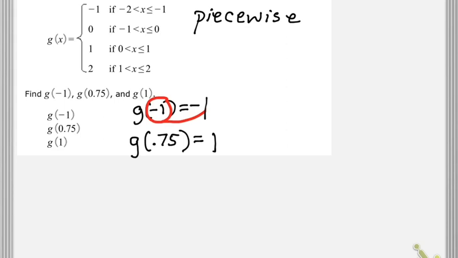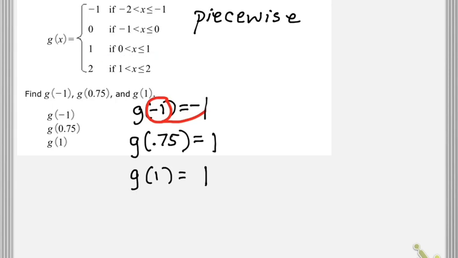For g of 1, I've got right here, again, x is equal to 1. So this is the x value. I look for my x values up here that match, and it's 1. So the output is 1. G of 1 is 1.